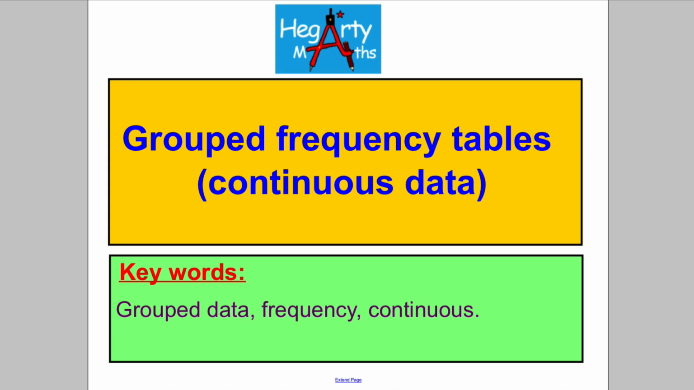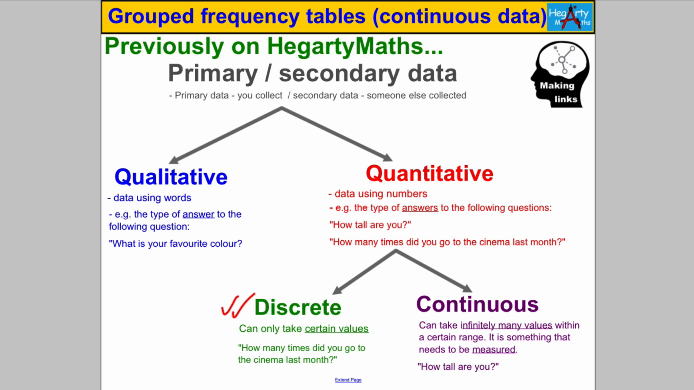It's Mr. Hegarty here, and in this particular video we're talking about grouped frequency tables with continuous data. So let's just remind us what we talked about previously. I talked to you about discrete and continuous data. Now continuous data we're going to be dealing with in this video. It can take infinitely many values and it's something that you can measure. So for example, height, if you're measuring height, you can keep measuring it to more and more accuracy depending on how many decimal points you go to. So this is the type of data we're dealing with now.